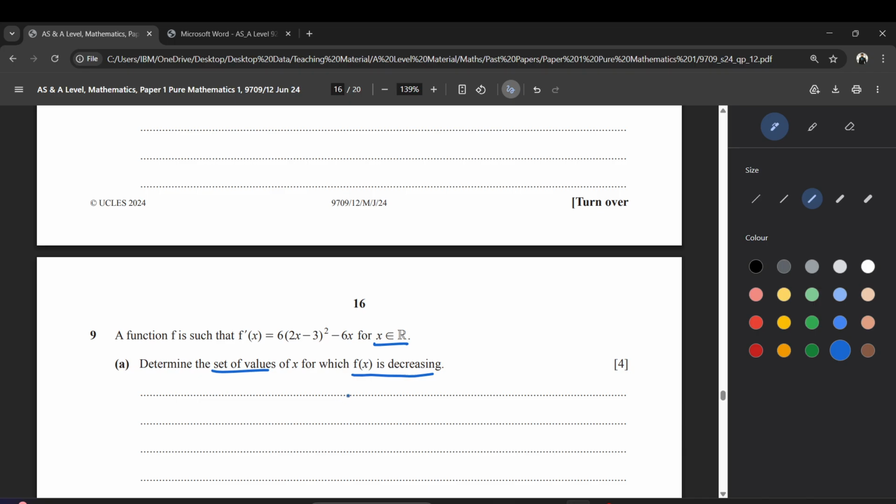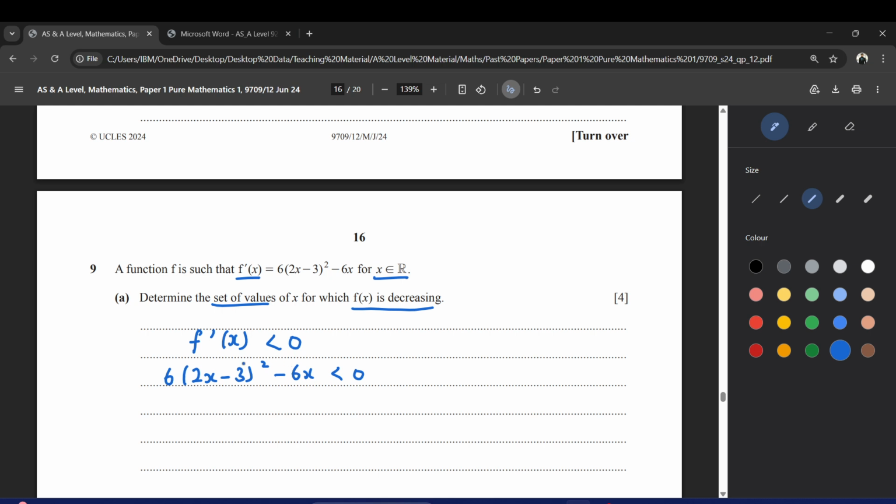Now this is another type of question which is related to differentiation. So when your function is decreasing, then what you should know about it is that your derivative, your gradient function, is less than 0. For a decreasing function, your gradient is less than 0. That means it is negative, right? So I'm going to write this expression that is written over here, because this is already f prime x or f dash x. So 6 times 2x minus 3 whole square minus 6x is less than 0.